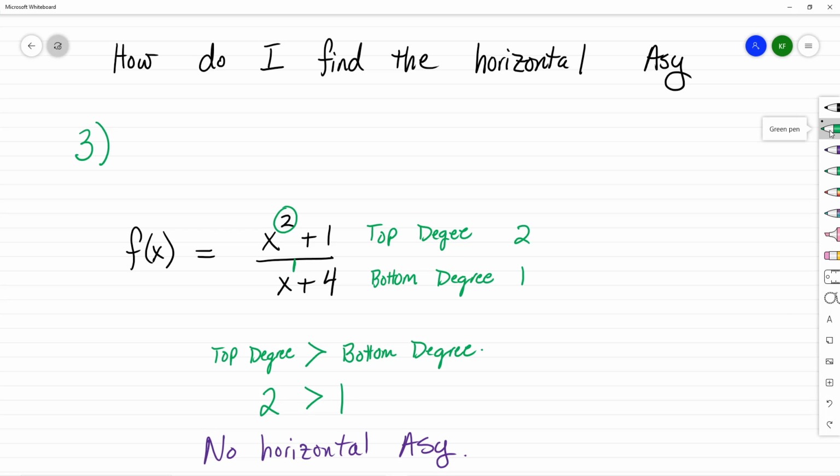So we're going to write the top degree is greater than the bottom degree. And we know that we have none. All right, and it'd probably be a good idea if you took case 1 through 3 and summed them up in a way that makes sense to you, so you can remember which rule goes with which case. Okay, and we're going to start doing some examples.